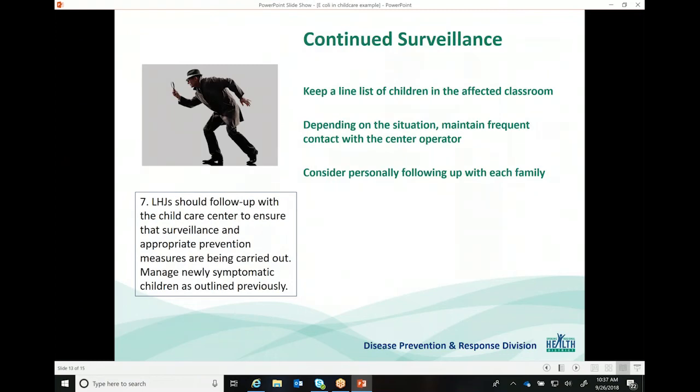With continued surveillance, you'll want to keep a line list of the affected classroom that's inclusive of both attendees and staff, and that'll be really helpful going forward as you maintain your surveillance with the center, particularly for recording conversations with the families. And depending on the management of the center, you may consider personally following up with each family and maintaining frequent contact with the center. And you'll manage newly symptomatic children as outlined previously.